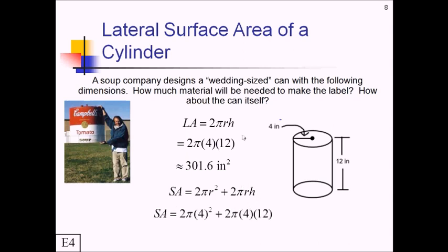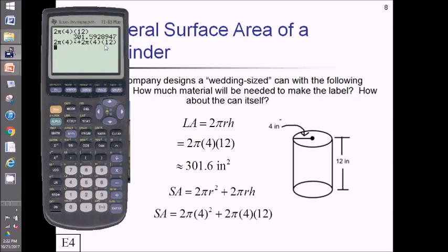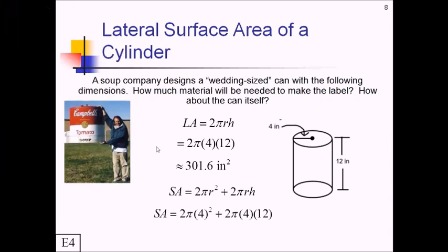You could just borrow your answer from up here for this second part of it, but I'm going to plug it in fresh. Calculator time again. So I've got all that plugged in now, and that's going to come out to 402.1 square inches. This concludes our lesson on the surface area of prisms and cylinders.